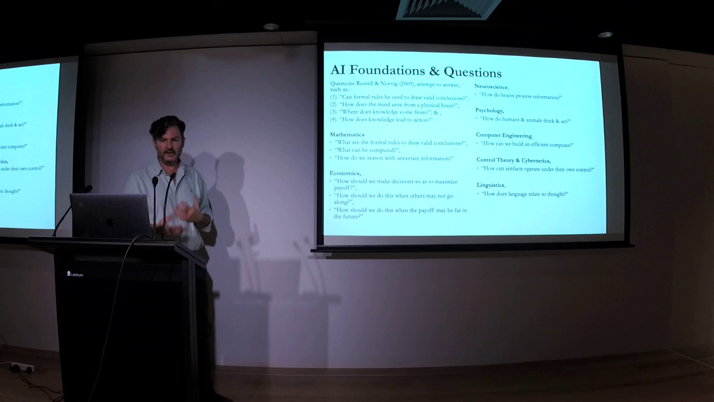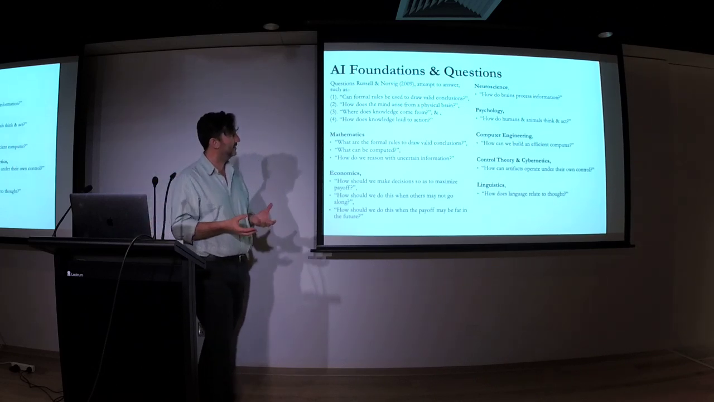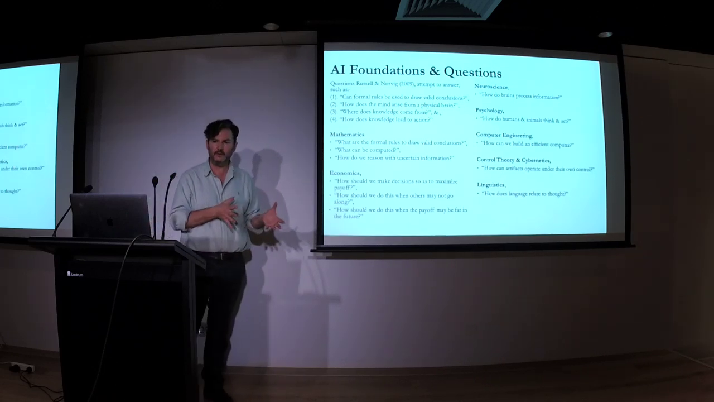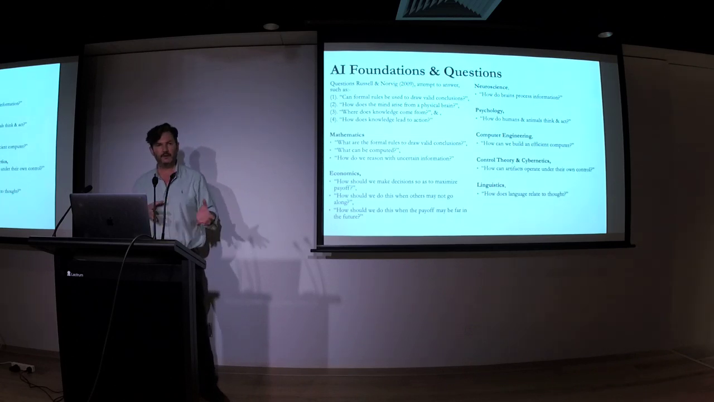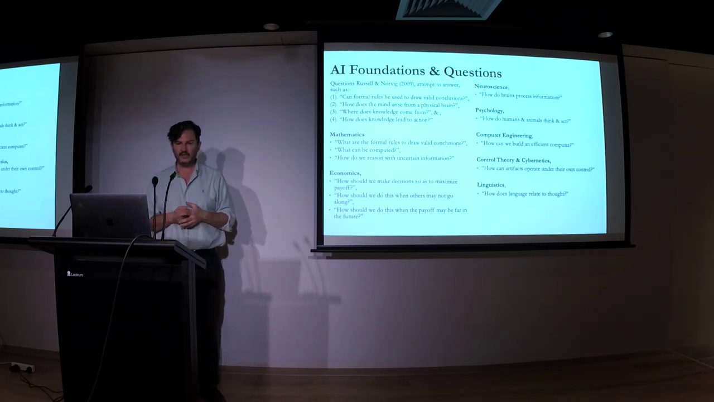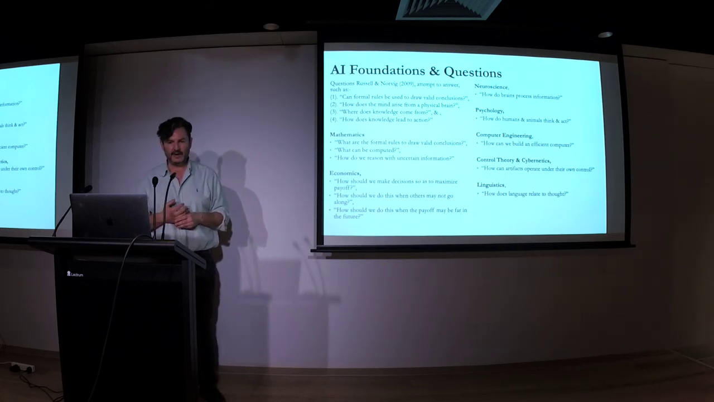Now here's some key foundations, and I guess key questions. If we had a look at the Russell and Norvig book, the key questions they were looking at were: can formal rules be used to draw valid conclusions? How does the mind arise from a physical brain? And where does knowledge come from? And how does knowledge lead to action?